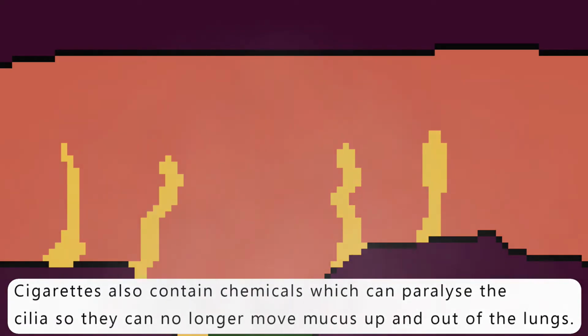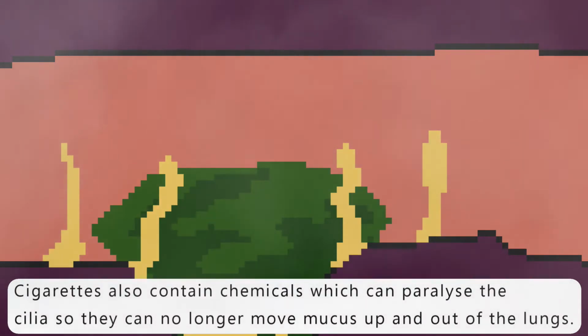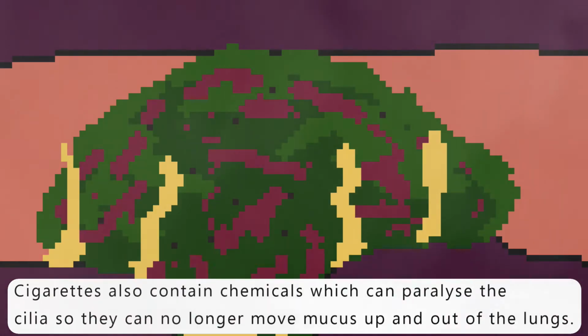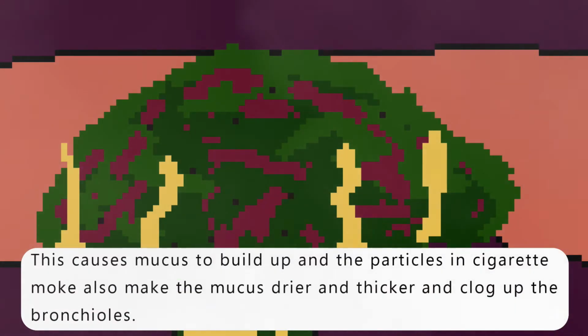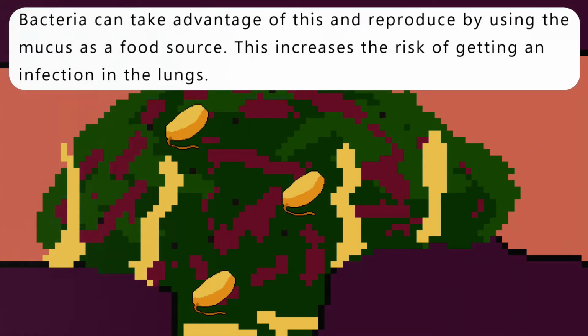Cigarettes also contain chemicals which can paralyze the cilia, so they can no longer move mucus up and out of the lungs. This causes mucus to build up, and the particles in cigarette smoke also make the mucus drier and thicker and clog up the bronchioles. Bacteria can take advantage of this and reproduce by using the mucus as a food source. This increases the risk of getting an infection in the lungs.